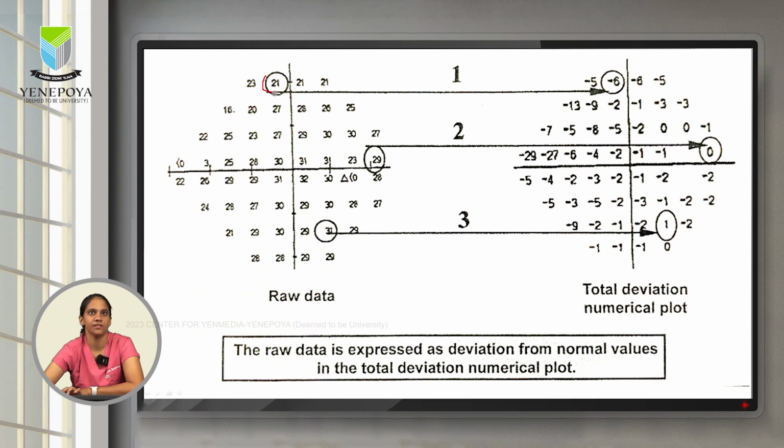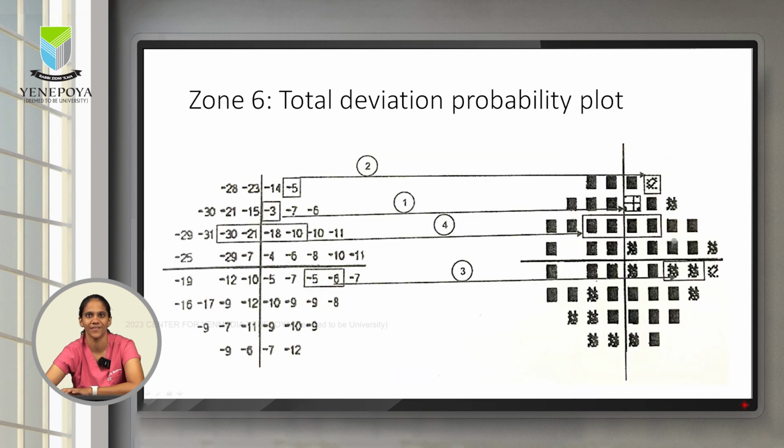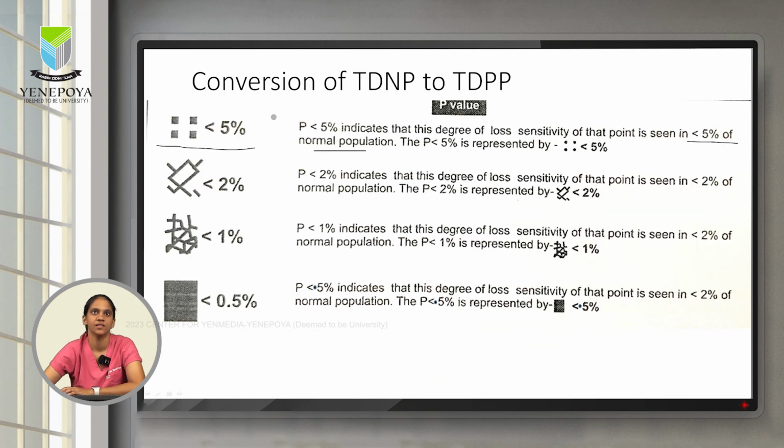If this is 21 and this is -6, that means the retinal sensitivity of your patient has reduced by 6 decibel compared to the normal. That means obviously it is abnormal, right? Consider this point. When you compare with the normal, it is only 0. That means patient sensitivity is as good as the normal. Here it is 31, right? Here it is 1. That means your patient sensitivity is better than what is considered normal, which is a good thing. And then you convert it into a probability plot, that is your zone 6.